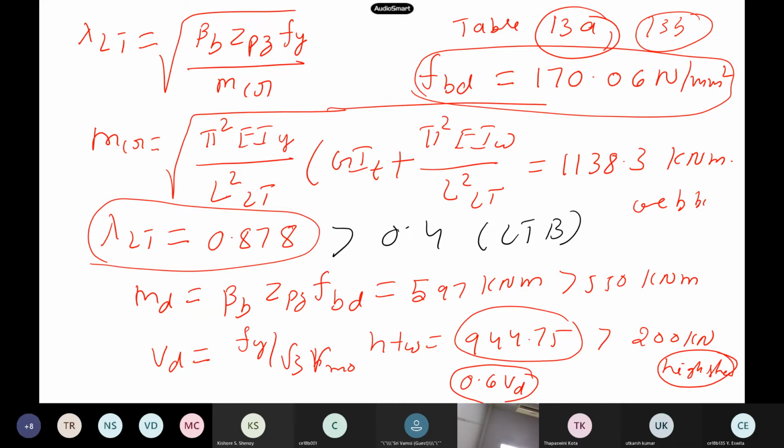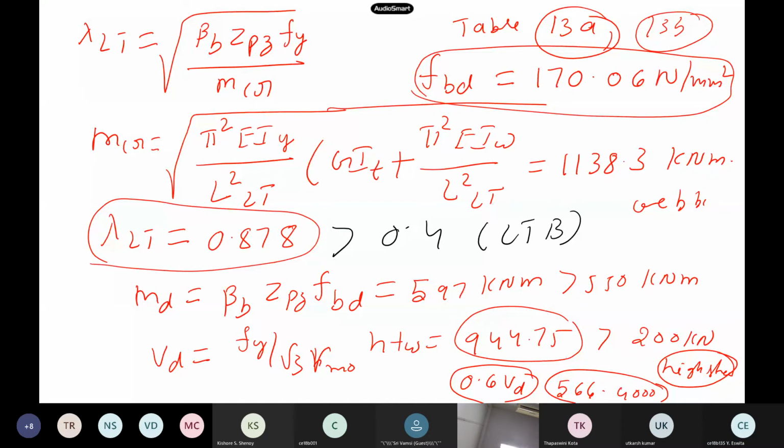See, what is the point? 0.6 times VD. That means 0.6 times 944 turns out to be 566 actually. High shear or low shear? Low shear. You have to check or you don't need to check now? Not needed. Not needed, but because it's lateral torsional buckling, there is a chance of LTB.